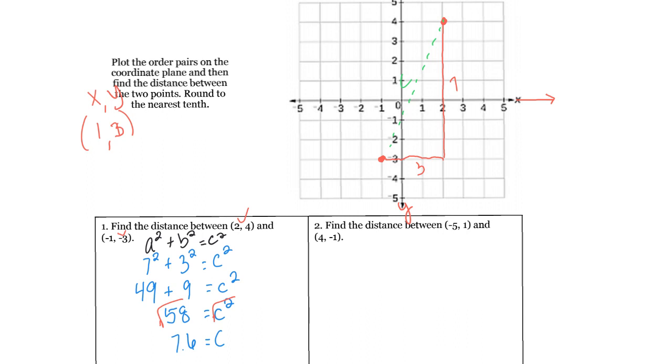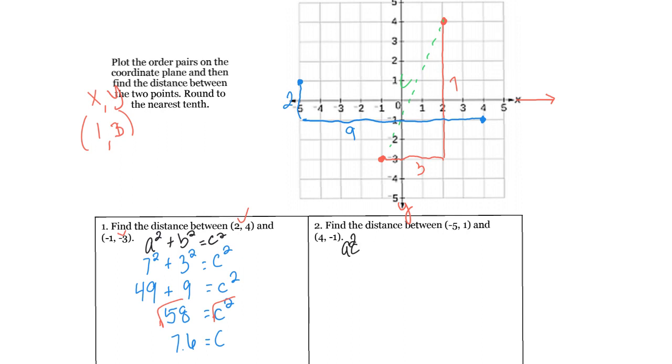All right, so let's move on to the next one. So we have -5, 1. And then we have 4, -1. So now we have to find the distance between those ones. We go over 9, up 2. So now let's plug that in.